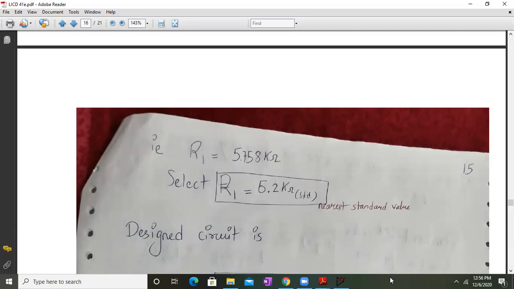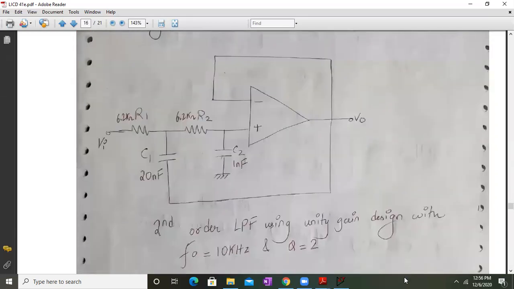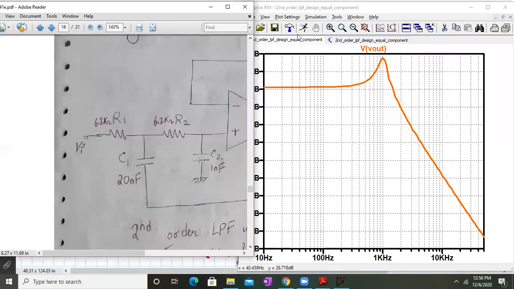Okay, so this is my design. This is my second order KRC low pass filter using unity gain design with f naught equal to 10 kilohertz and Q equal to 2. So R1, R2 is 6.2, 2.2 kilo ohms, C1 is 20 nanofarad, and C2 is 1 nanofarad. So this is the design. Now let's check this design in LTspice.